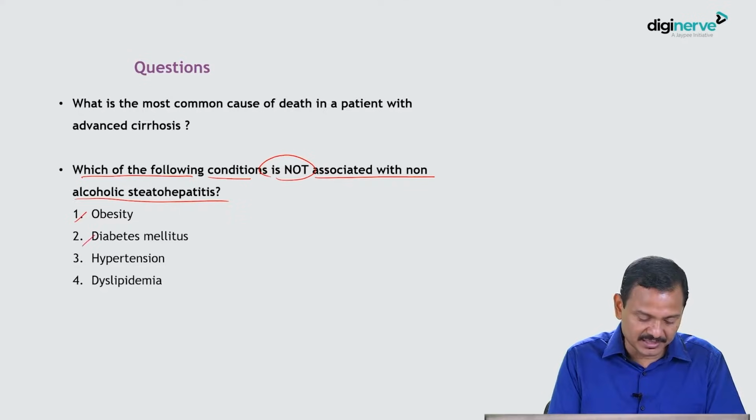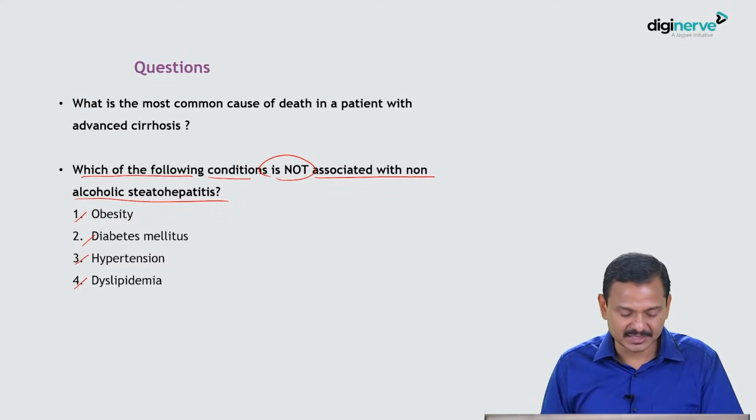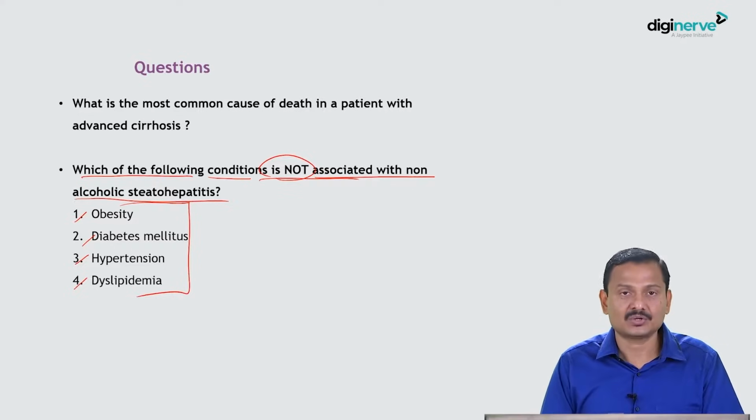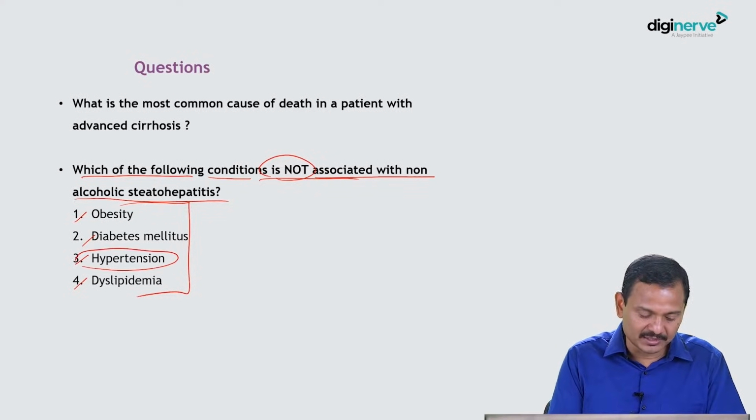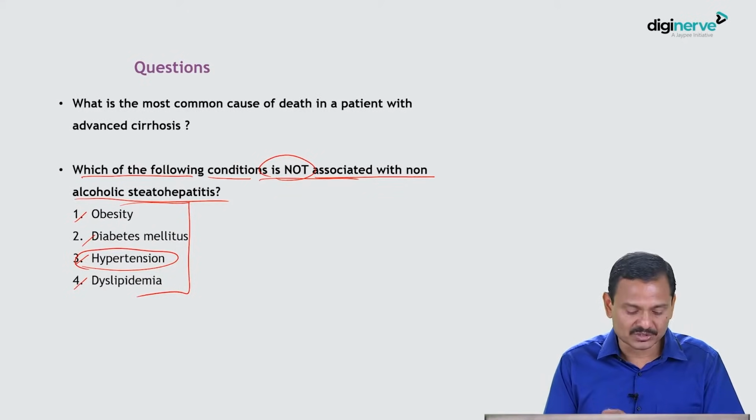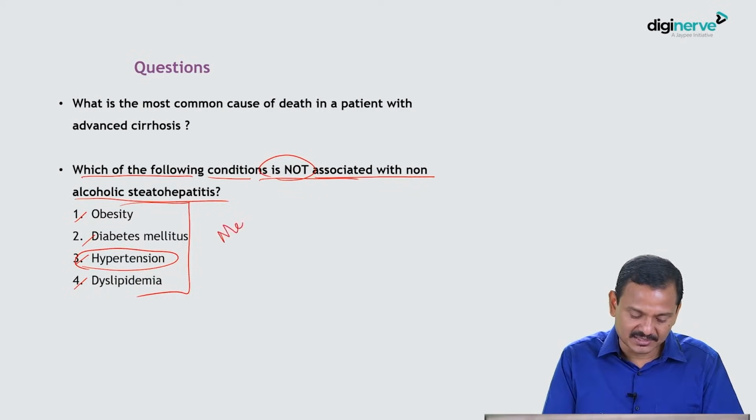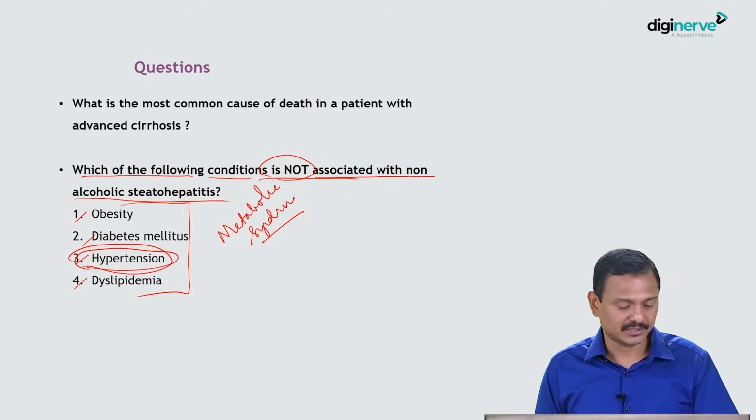Obesity, diabetes mellitus, hypertension and dyslipidemia: which is not associated with non-alcoholic steatohepatitis? If you see, all these features are associated with NASH, so here there is no option which is not associated. If you have to choose one, then probably it will be hypertension, but even hypertension to some extent is related to NASH, because NASH is seen in metabolic syndrome. So if you have to choose one answer, it has to be hypertension.